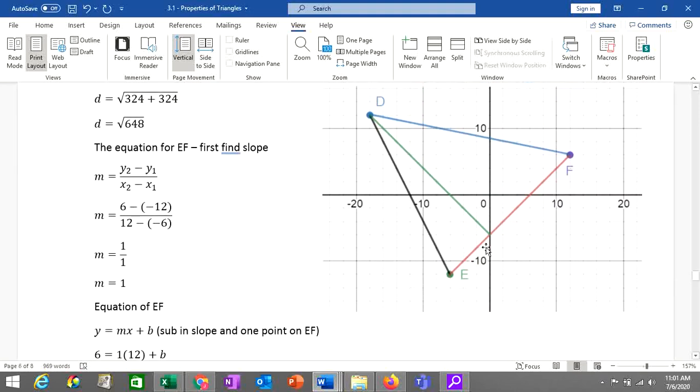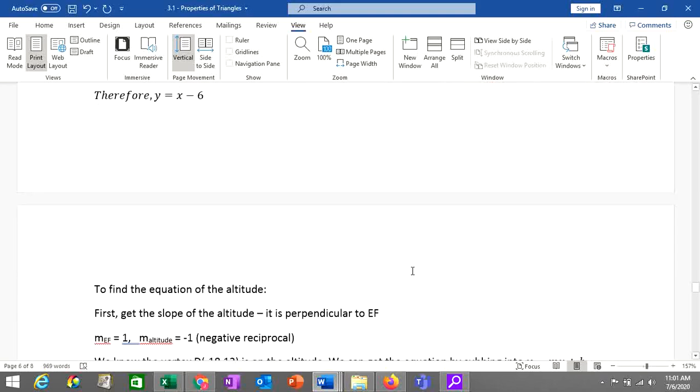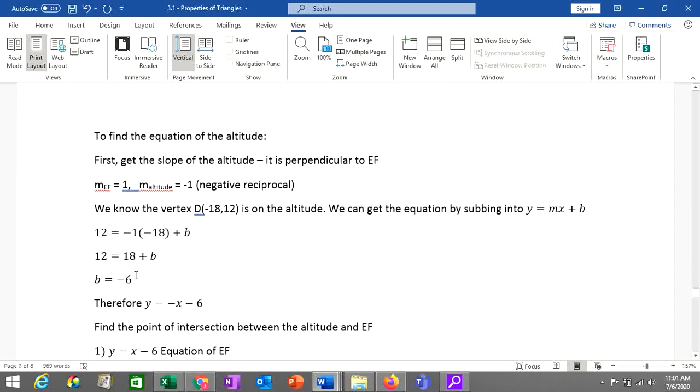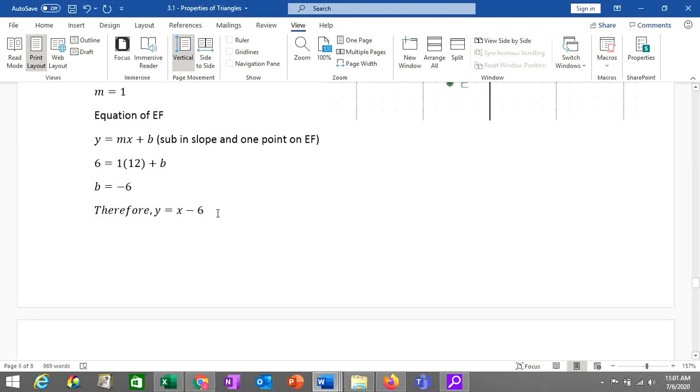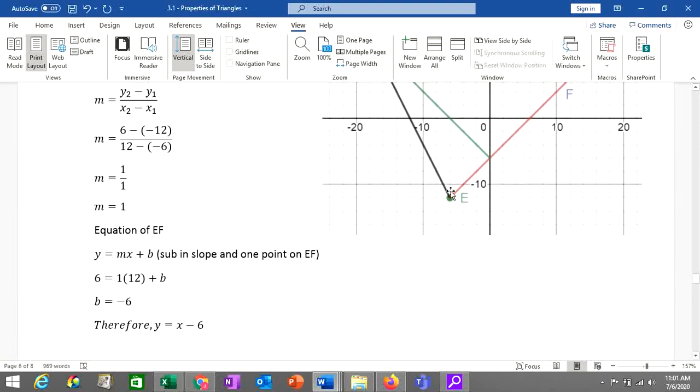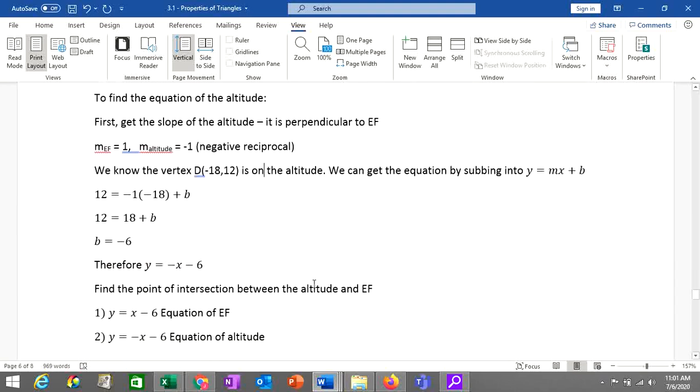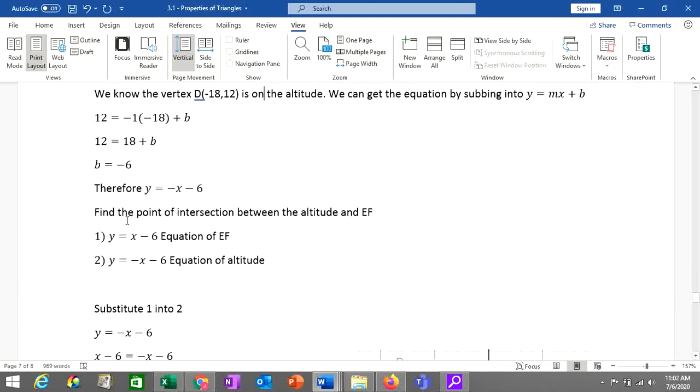And if you notice something, you've already kind of found this point of intersection because they both intersect at the y-intercept. But maybe you didn't notice that, right? Maybe you just think, okay, there's the equation of the line. y equals negative x minus 6 for the altitude, and y equals x minus 6 for the side EF. So you have a linear system, you have 2 equations, and we can solve this linear system.